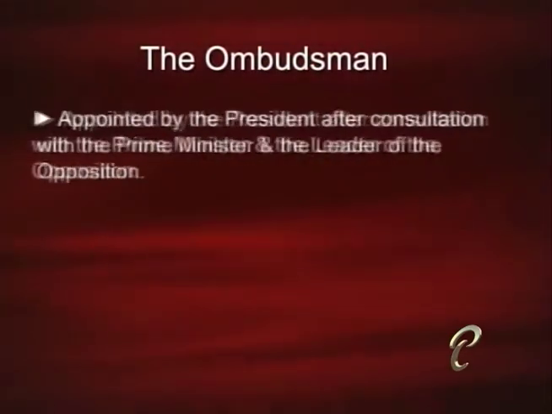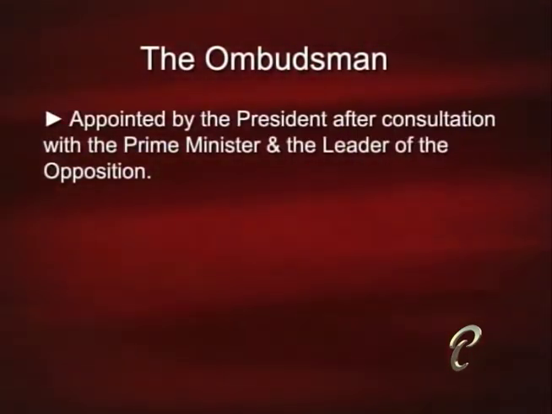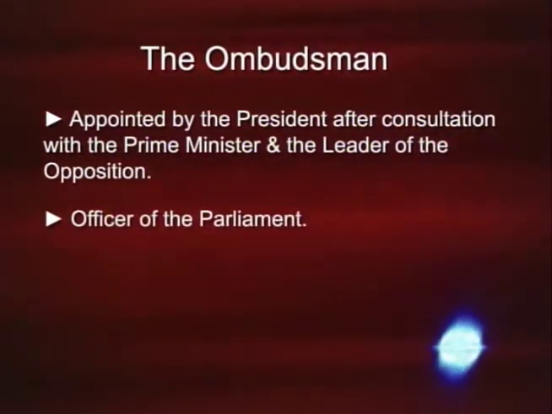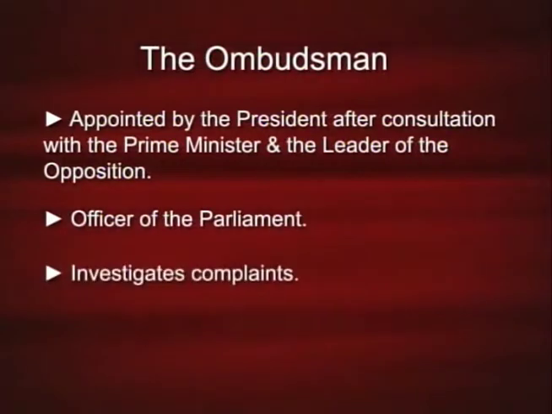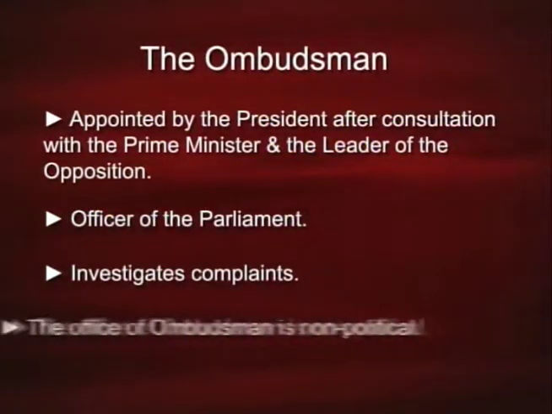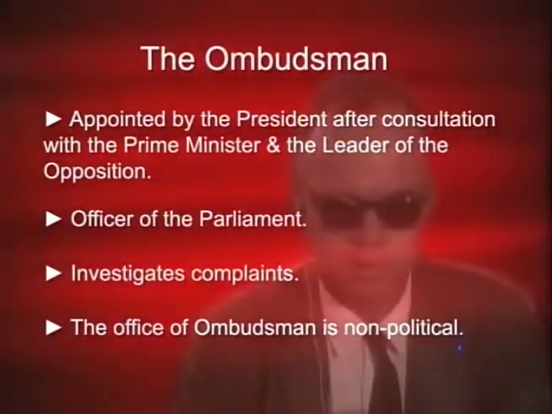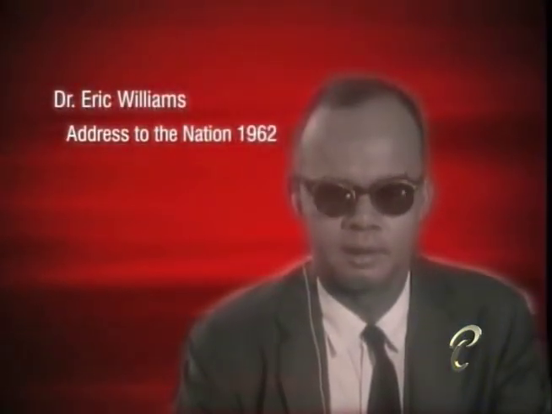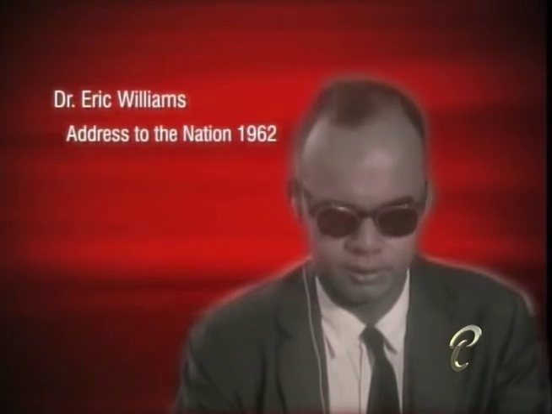The Ombudsman. The Constitution provides for an Ombudsman who is appointed by the President after consultation with the Prime Minister and the Leader of the Opposition. The Ombudsman is an officer of the Parliament. He investigates complaints of administrative injustice made against a minister or department or authority of government. This office is non-political.